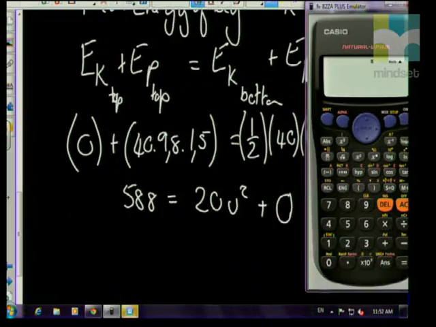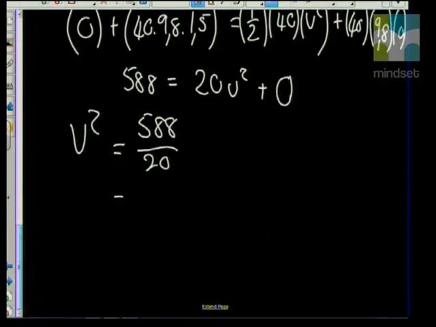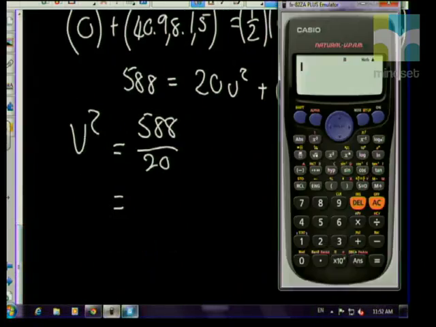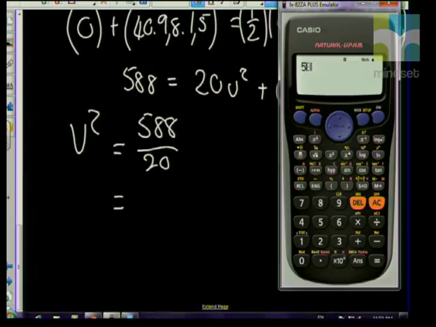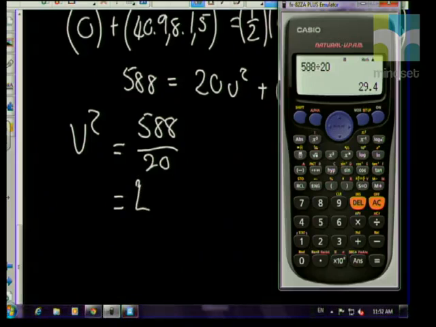So where am I going to go next? Well, I want to get v squared on its own. So v squared is 588 divided by 20, and I am going to need the calculator to do that because I don't do square roots in my head unless they're perfect squares. So there we go. This one isn't. It's 29,4. So please remember this is 29,4, but it is v squared. You must square root to find the value of v.